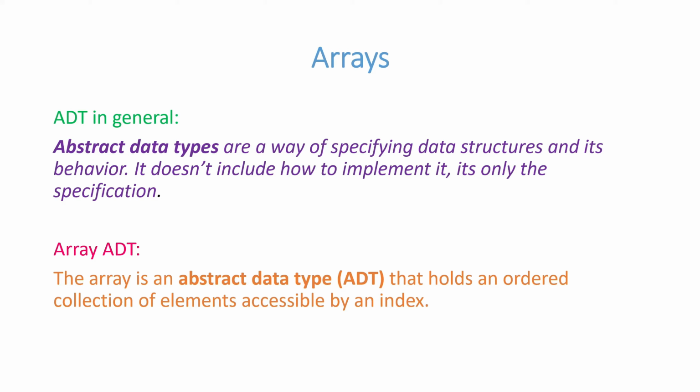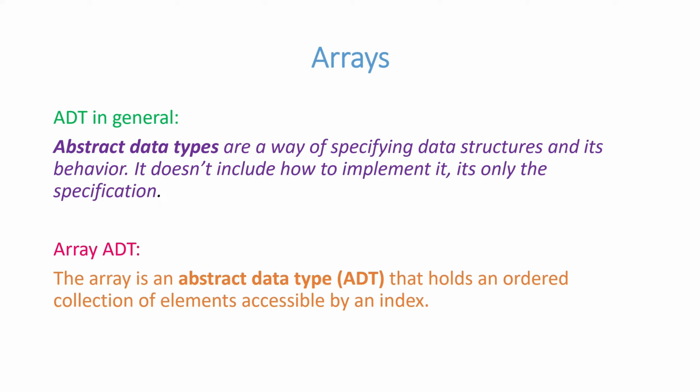Before starting arrays, we need to understand what ADTs are. It is short for abstract data types. As per the name of this term, specifying only the data structure and its behavior without any implementation is an ADT. For example, if we talk about the ADT of an array, it says an array is a data structure which is an ordered collection of elements accessible by an index.